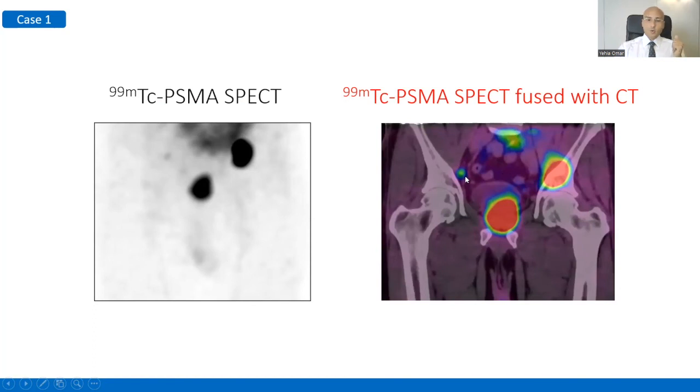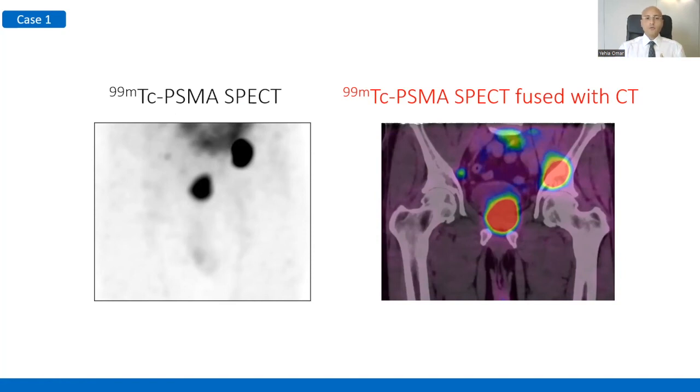That's why acquiring, if you have a SPECT-CT, this is of course the best scenario. If you don't have one, then I highly recommend having SPECT images and fusion of CT, because there's a big difference.